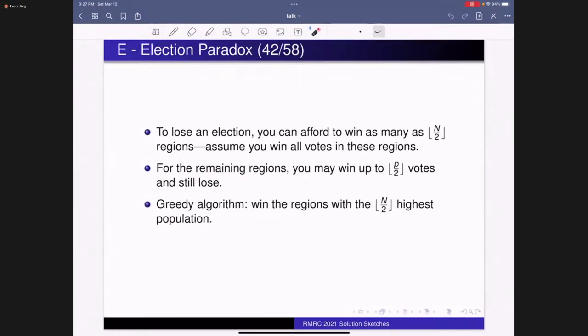For problem E, election paradox, it's a simple greedy algorithm. Note that you want to win the region with the highest populations, but not so much that it gives you the win. And for the remaining regions, you want to win up to just less than the majority. So you sort the regions and fully win those big ones and then win as much as you can from the other ones. And again, that's the solution.